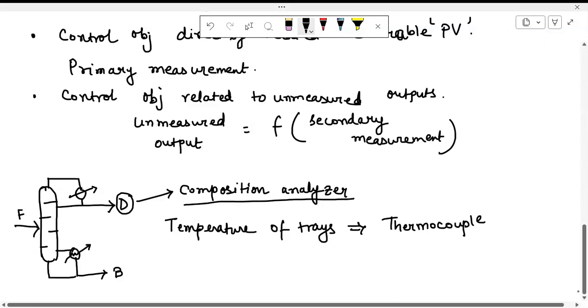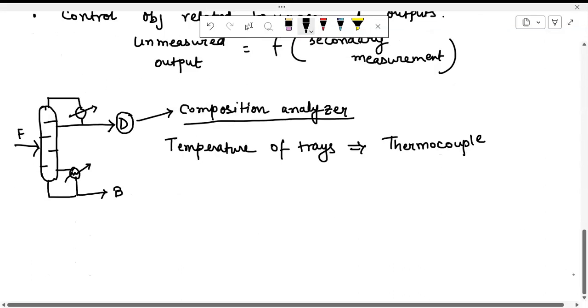Now, if you have studied distillation columns in your mass transfer course, you can relate the temperature of the trays with the necessary material and energy balances and thermodynamic equations, and then you can obtain the composition for the distillate stream. So we will make use of other process information as well to relate the unmeasured output with a known secondary measurement.